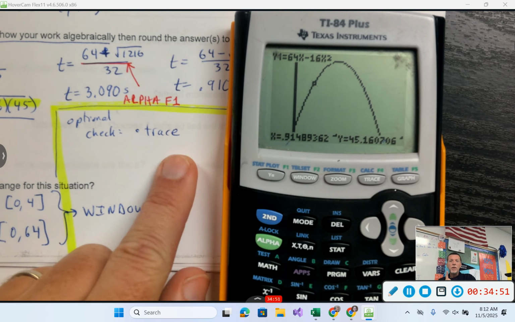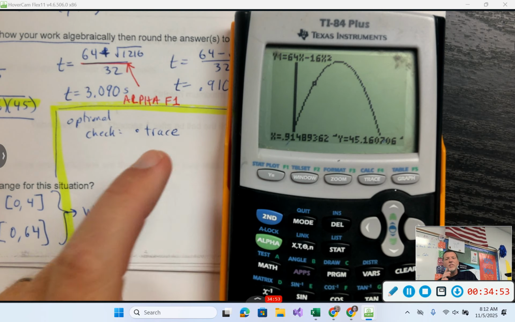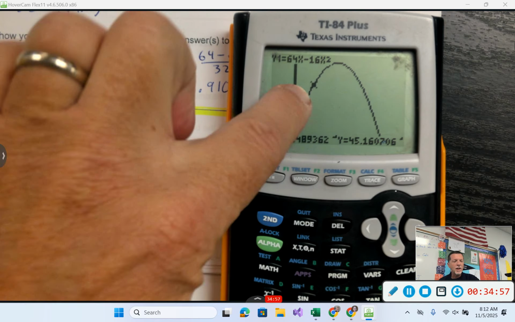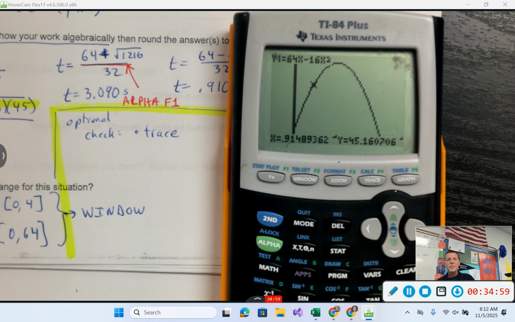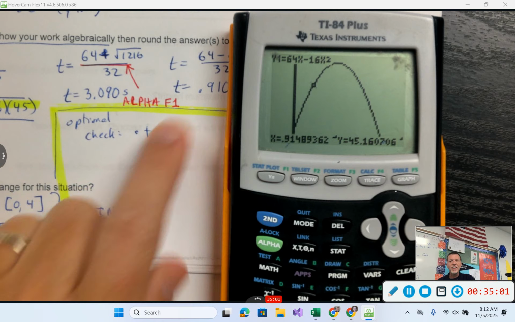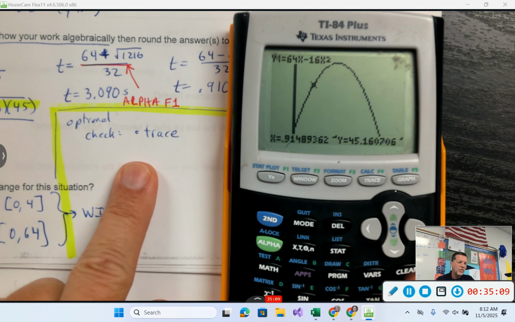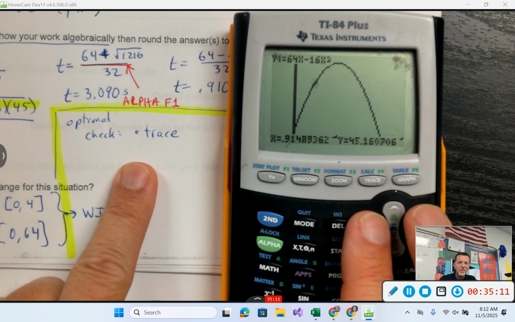Trace is going to depend on your window, so yours may not be exactly like mine. But it doesn't matter because neither of us are exactly at 45. So trace is nice, but it's not perfect. You can't get your answer from using trace because you can't make y land on exactly 45.